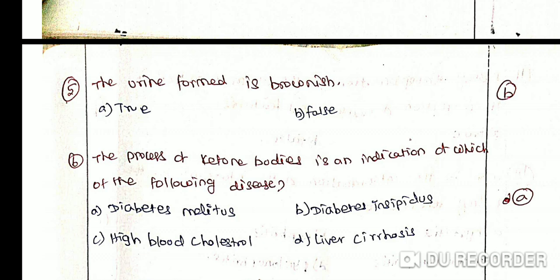Option A, true. Option B, false. The correct answer is option B, false. Explanation: the urine formed is a light yellow colored watery fluid that is slightly acidic and has a characteristic odor. On average, 25 to 30 grams of urea is excreted out per day.